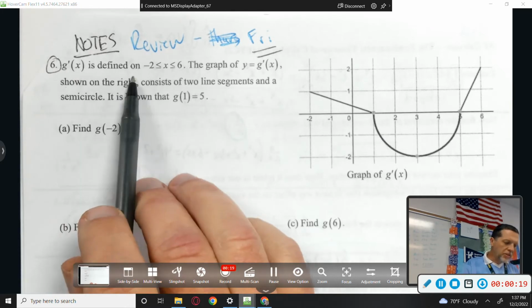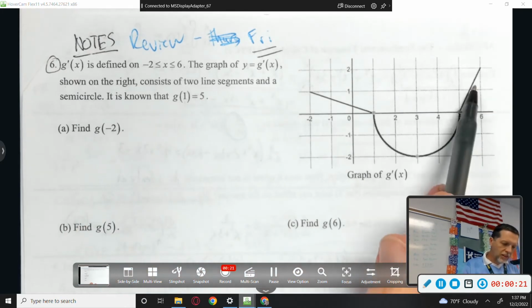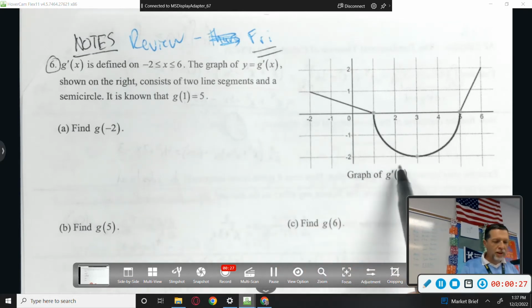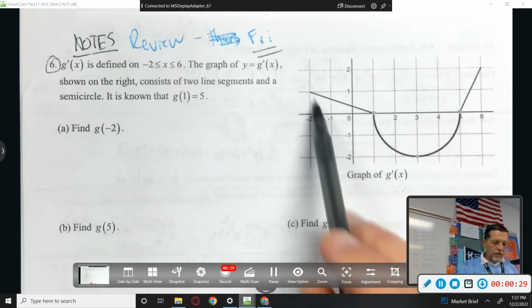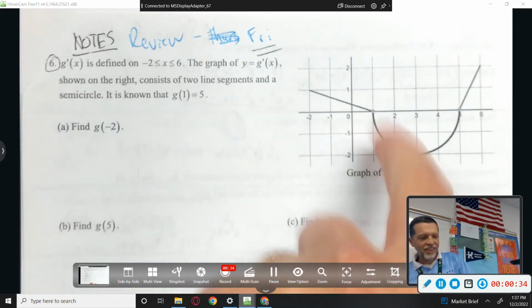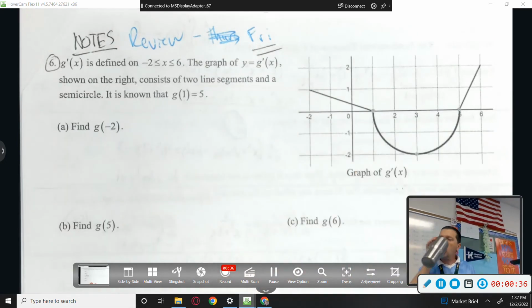G prime is defined on -2 to 6. The graph of G prime is shown on the right. So I need to be careful when it says find G. That's not this graph. This graph is G prime. It's just 2 line segments and a semicircle. G of 1 is 5.